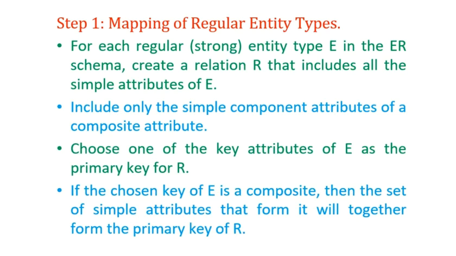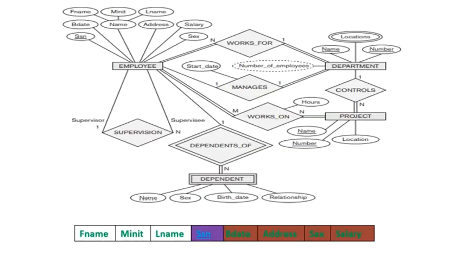In step 1, while mapping regular entity types, for each regular entity type E in an ER diagram, we will be creating a new relation R that includes all the simple attributes. In our example ER diagram, we have 3 regular entities. First, employee: while converting employee into a relational table, leaving out the composite attribute, we get all the other attributes as a relational table, out of which SSN acts as the primary key.